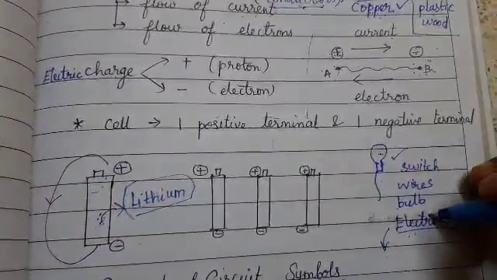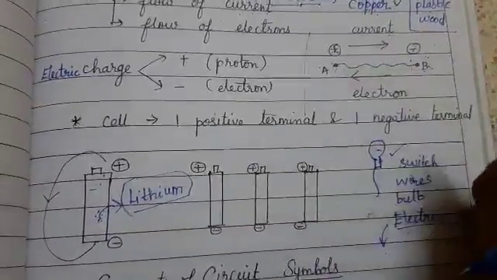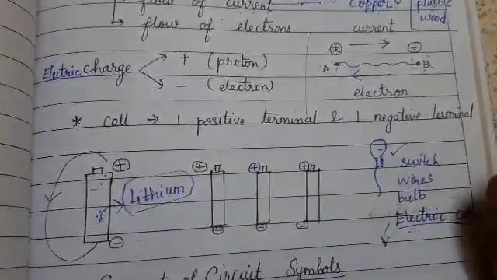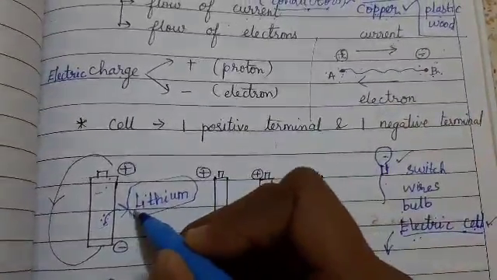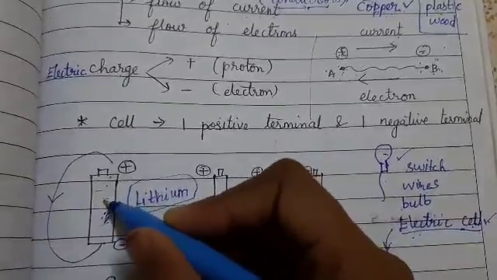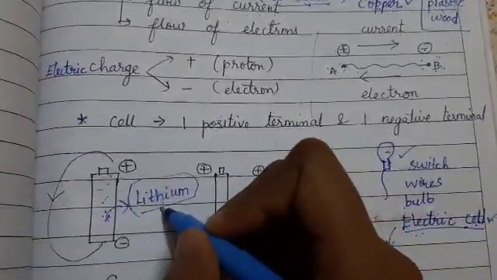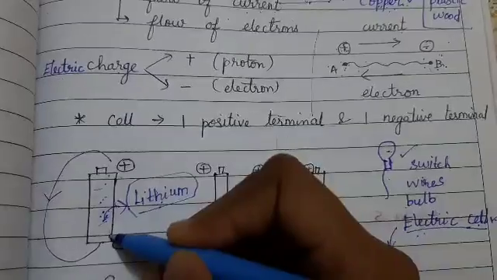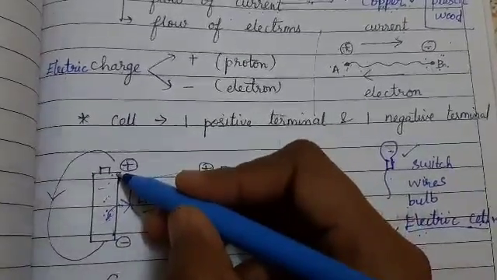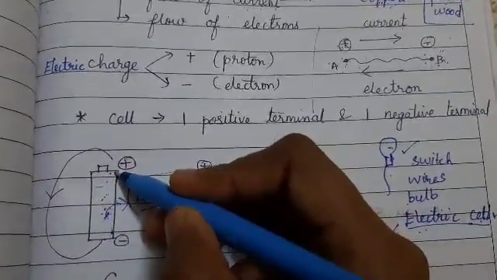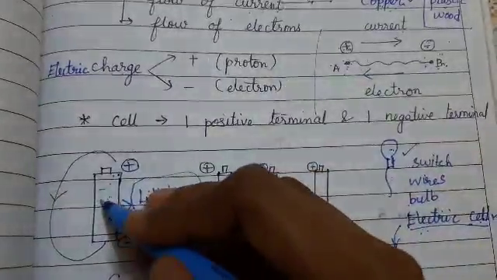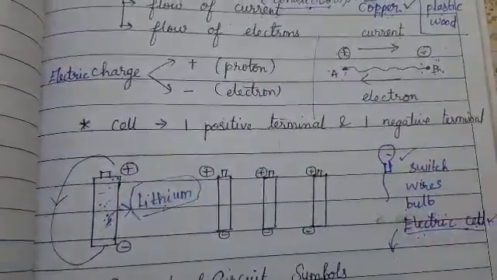Okay, so when you just insert an electric cell into a remote, it starts to operate. How is it possible? It is because of the presence of the chemicals filled inside the electric cell, that is the lithium. Once the chemical is completely over, the cell will not be in working condition. So what do we do? We replace it with a new cell for the remote to operate.